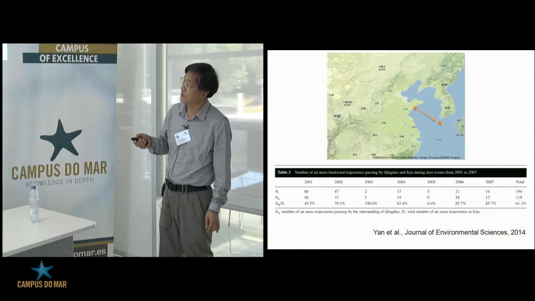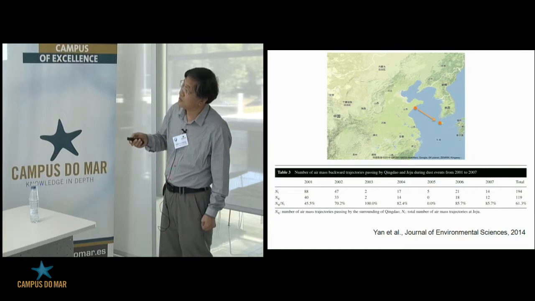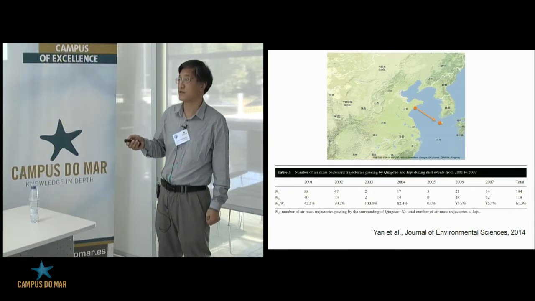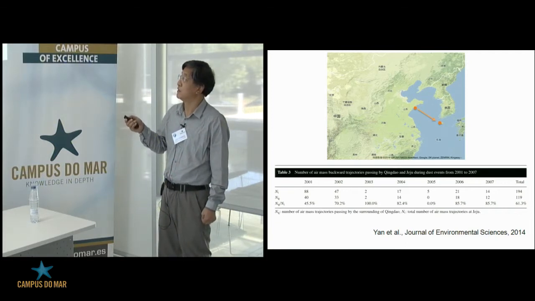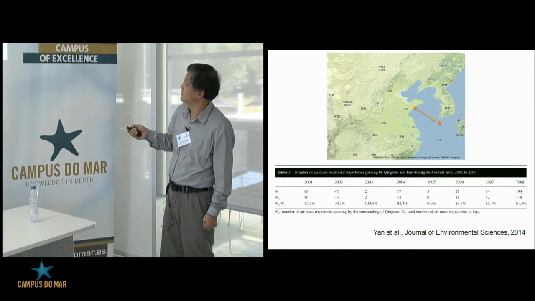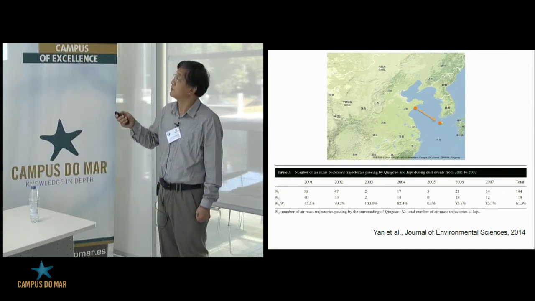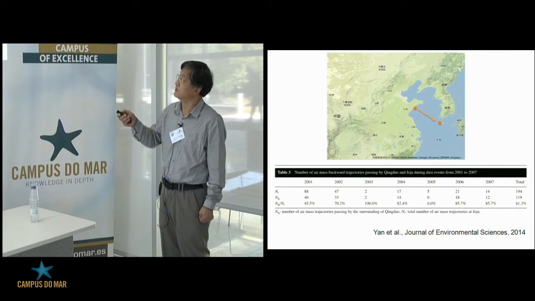estimations from 2001 and 2007. This is in 7 years. This is the numbers of dust in Qingdao city, and these numbers of dust in Jeju Island. For example, in 2001, totally this and this, about 45% will come to Jeju Island, will come from the Qingdao city. So totally in the 7 years, over 60% of the Asian dust will come from the Qingdao city.